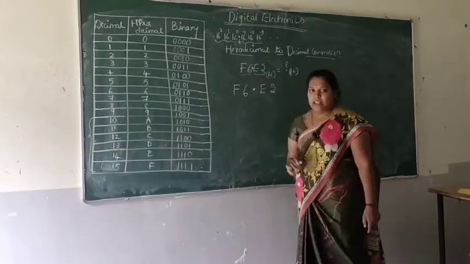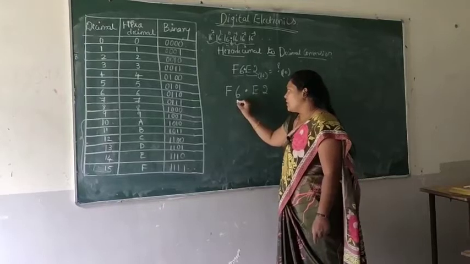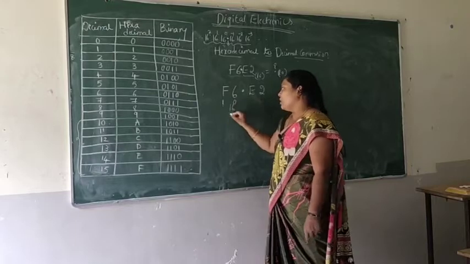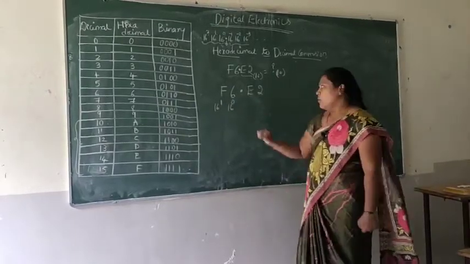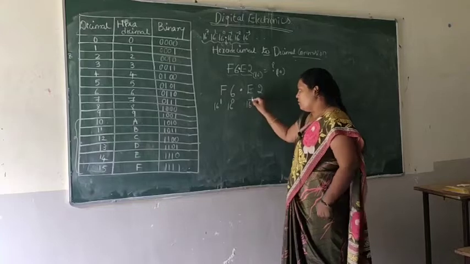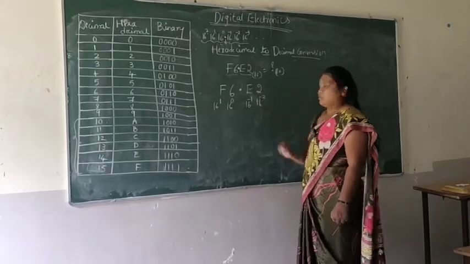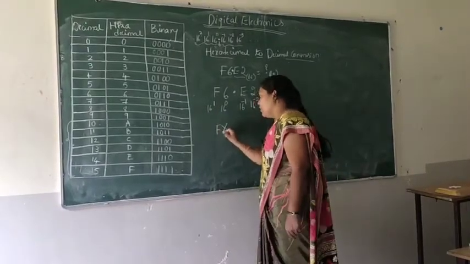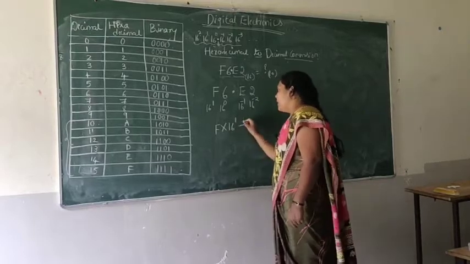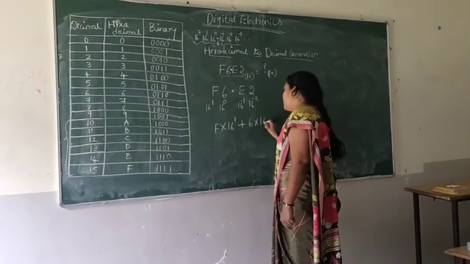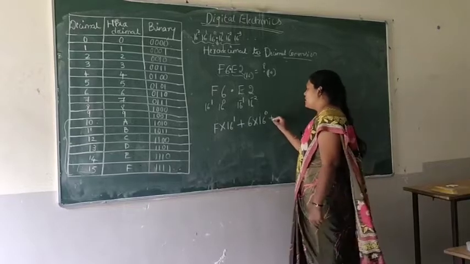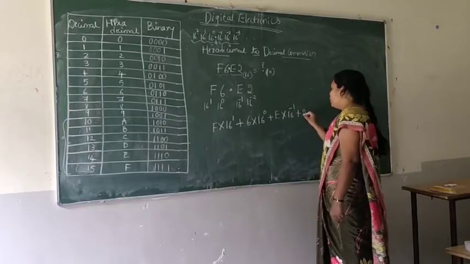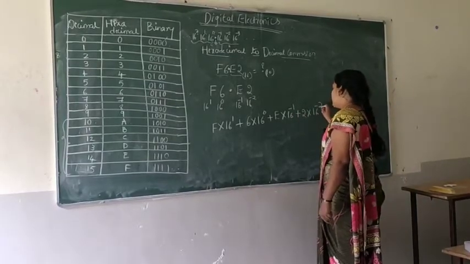I have taken the question again. For the integer part we write 0, 1, that is 16 to the power of 0, 16 to the power of 1. For the fraction part it is 16 to the power of minus 1, 16 to the power of minus 2. So we write it as F into 16 to the power of 1 plus 6 into 16 to the power of 0 plus E into 16 to the power of minus 1 plus 2 into 16 to the power of minus 2.